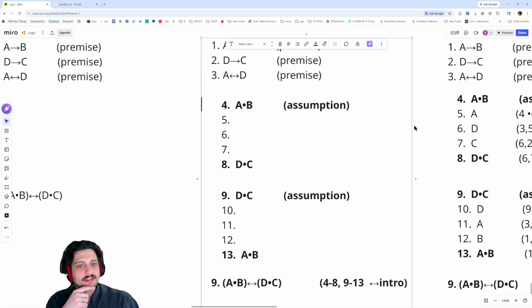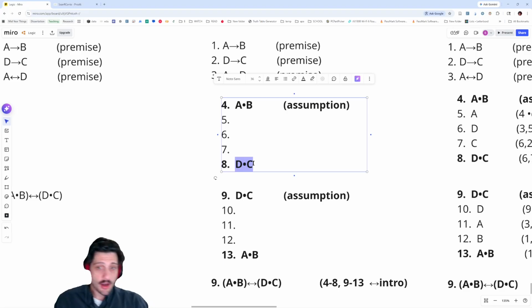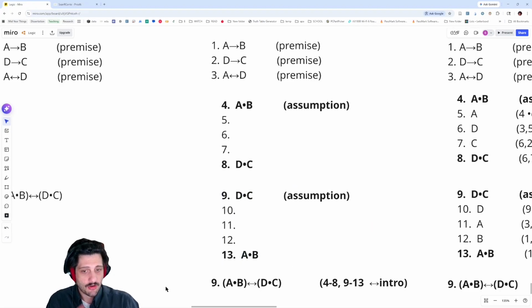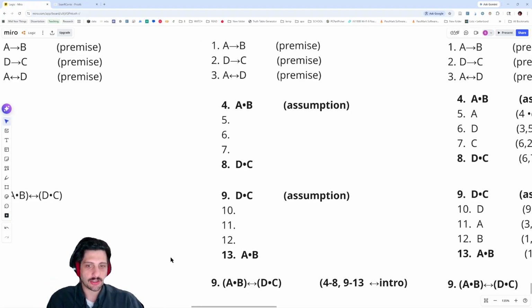I better have one subproof that starts with the left-hand side and yields the right-hand side, right? This is how I show that if left, then right. But also, I better have another subproof that starts with the right-hand side and yields the left-hand side, right? If I'm trying to show that Ted goes to the dance if and only if Diane goes to the dance, then I need to show that if Ted goes, well, then Diane goes. But if Diane goes, then Ted will go, right? I need to show both directions.